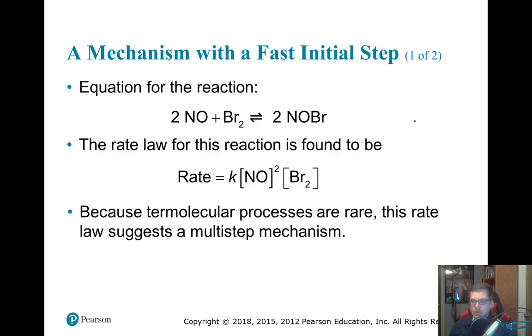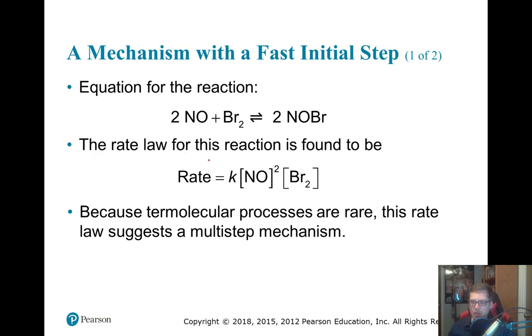All right, so now let's try again. This time we're going to try one with a fast initial step. So this is for a reaction that looks like this. We've got nitrogen monoxide reacting with bromine, forming two NOBr. Here we haven't seen these arrows before. This is for an equilibrium. You probably saw these in Chem 1. Okay, so this means, again, that once we've reached equilibrium, the forward and reverse reaction rates are equal to one another. It's going just as fast in the forward reaction as it is in the reverse reaction.